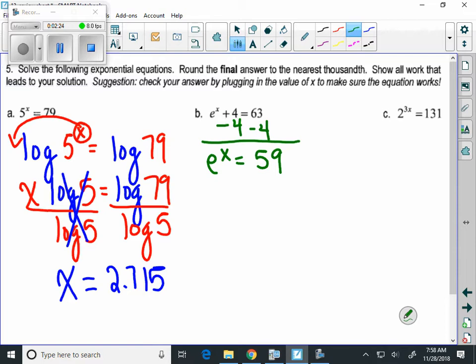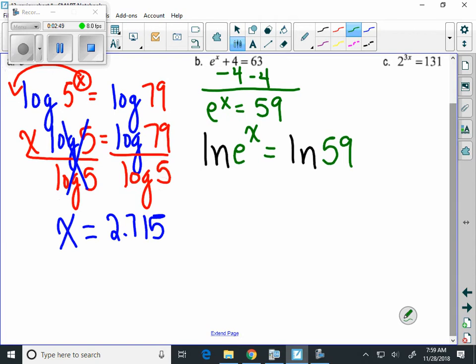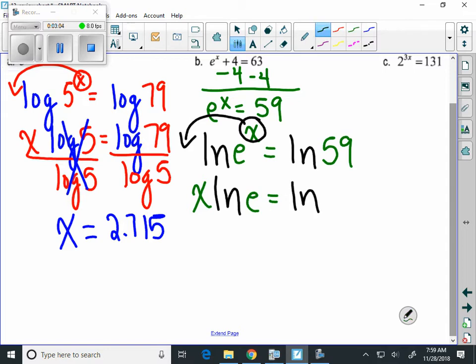Now, because there's an e in there, I'm going to use the natural logarithm instead of the log logarithm. It's going to be ln that we put in on both sides, because our variable is an exponent. So this is the natural log of e to the x equals the natural log of 59. Then we're going to use our power property once again. We're going to take this x and write it out in front. So now we have x natural log of e equals natural log of 59.